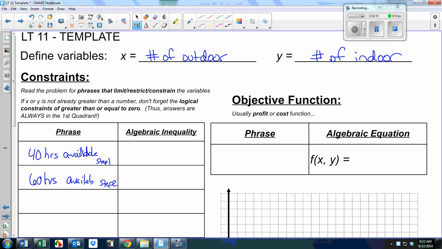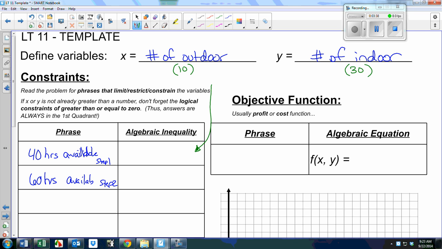Some of you are good enough at writing these inequalities that you don't need what I call the concrete example. You could just write the inequalities now because you know what to do. But if you're struggling with what to do with that information to turn it into a line to graph, here's a suggestion. Pick 2 numbers that aren't already in the problem and use those as an example. 10 and 20 or 10 and 30 are not in the problem, so I'm going to use 10 for outdoor shoes and 30 for indoor shoes. And I'm going to think about this first phrase only. Can I make 10 outdoor shoes and 30 indoor shoes if I've only got 40 hours available?